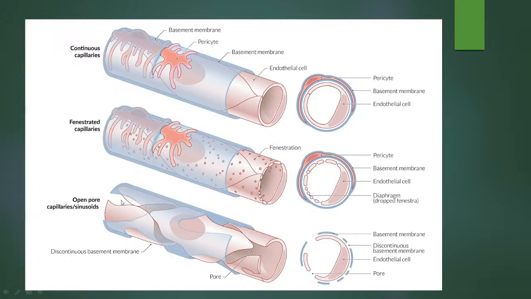And sinusoid capillaries. Sinusoidal capillaries have pores. They have multiple fenestrations and have no diaphragm in this place. And you can see that the basement membrane is interrupted too, it has pores.